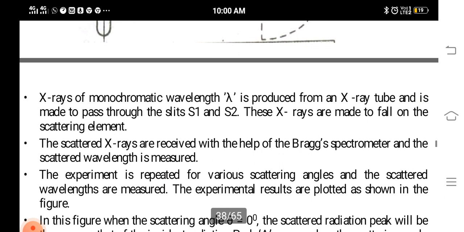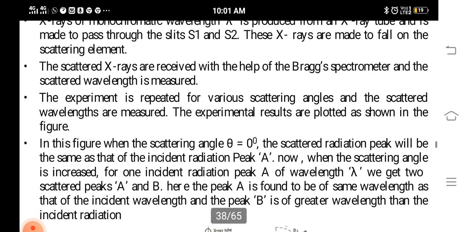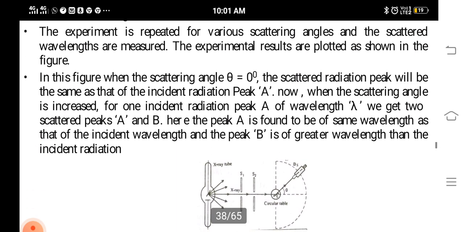X-rays of monochromatic wavelength lambda are produced from an X-ray tube and are made to pass through the slits S1 and S2. These X-rays are made to fall on the scattering element. The scattered X-rays are received with the help of the Bragg spectrometer and the scattered wavelength is measured. The experiment is repeated for various scattering angles and the scattered wavelengths are measured. So, the experimental results are plotted, which is shown in the figure next.